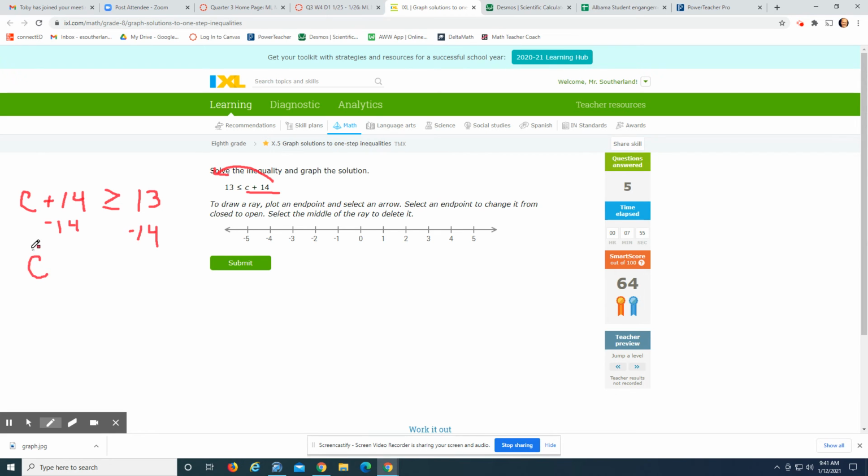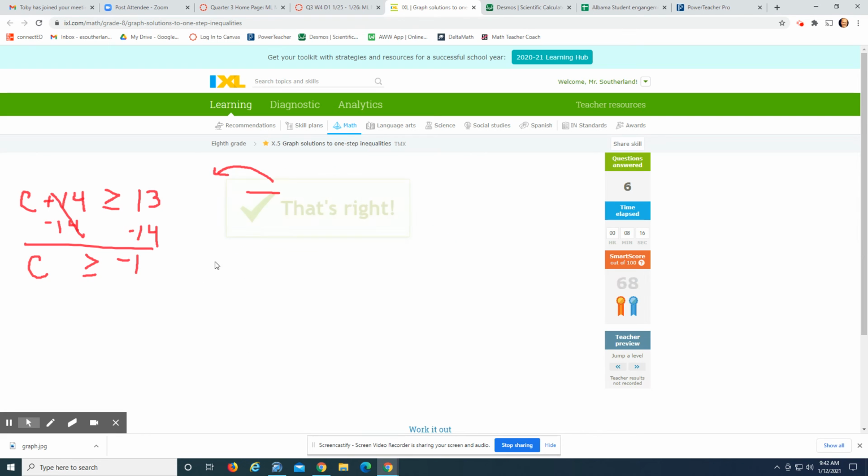C drops down. The 14s cancel. The sign stays the same now that I flipped it. And then 13 minus 14 is negative 1. And then we just go in and graph it with negative 1. It's got the equals to sign, and it says it's greater than. So we go to the side that's greater than negative 1, and we click enter.